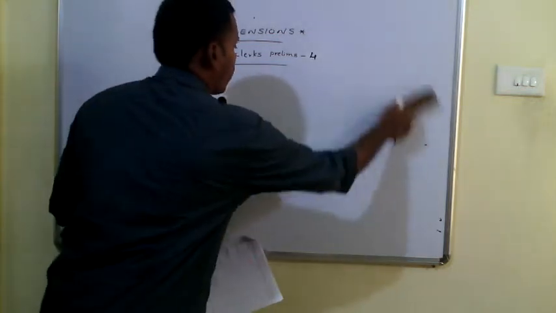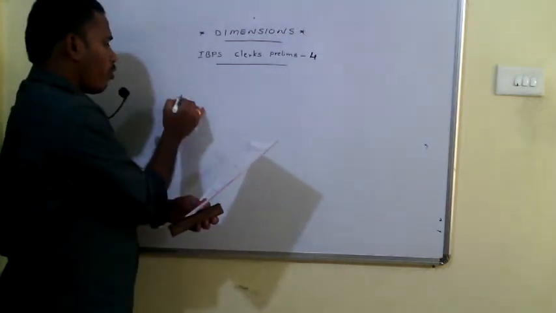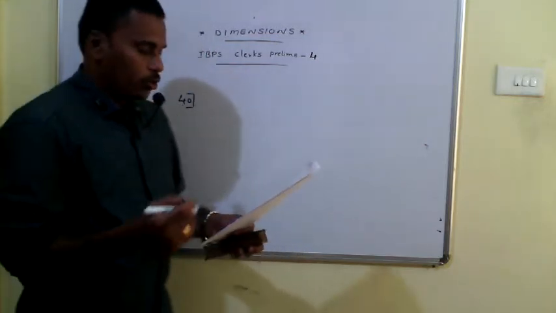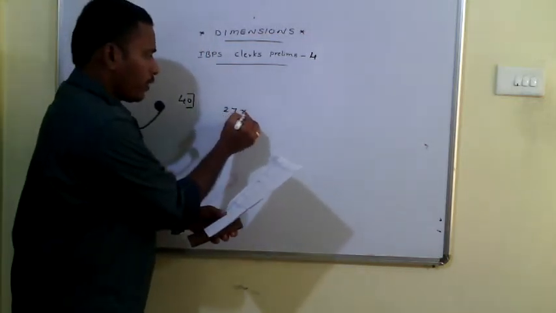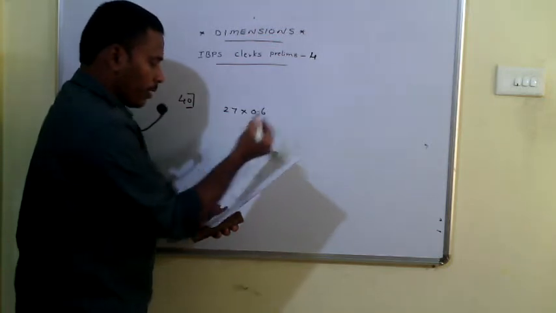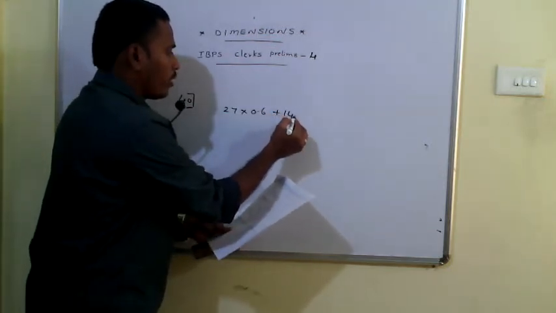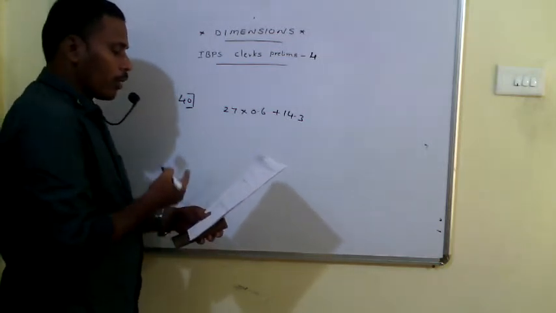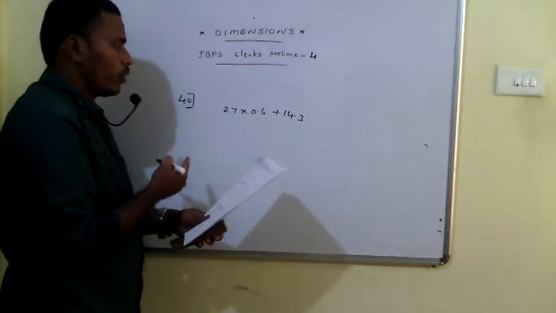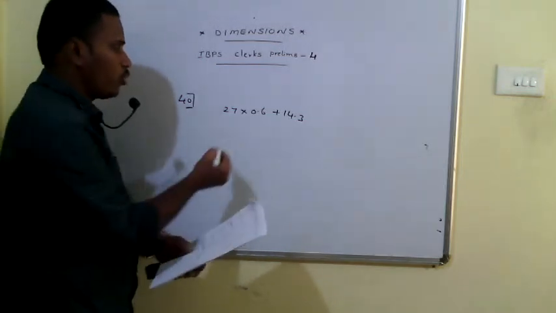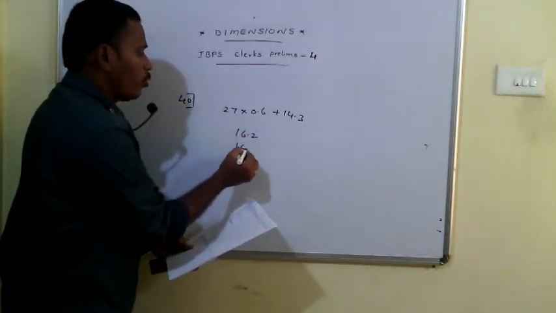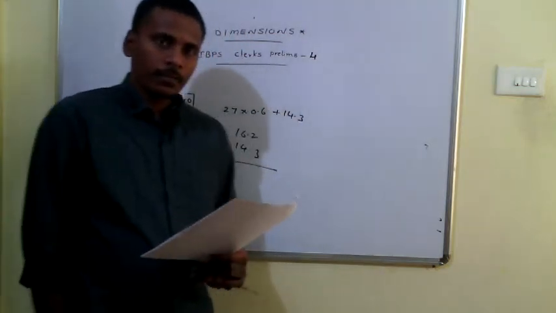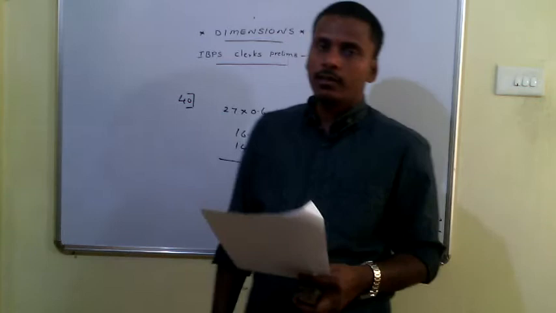Then coming to 40th problem, square root of 749 is given. And we know that 27 square is 729. So square root of 749 is approximately 27 into 0.6. Plus 14.3. So we need to multiply 27 into 0.6. Okay, 27 6 is how much actually? 20 into 6 is 120, and then 42, 162, approximately 16.2 plus 14.3 will give us your approximate value as 30. Okay, so this is the explanation for prelims 4.